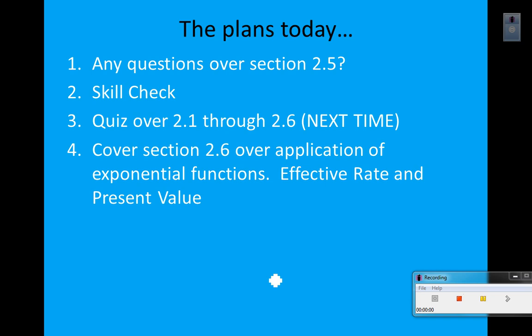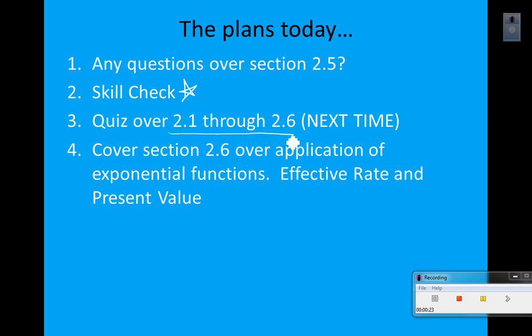If we were together, I would answer any questions that you might have over Section 2.5. I would also go over a skill check with you, but I'm going to save that skill check for next time, because in the very, very near future, possibly the next class, we need to quiz over 2-1 and 2-6.